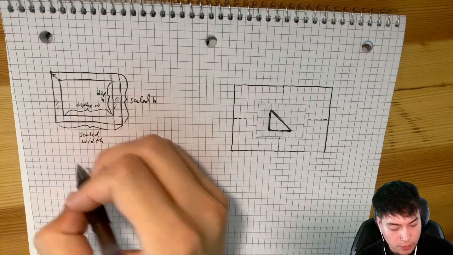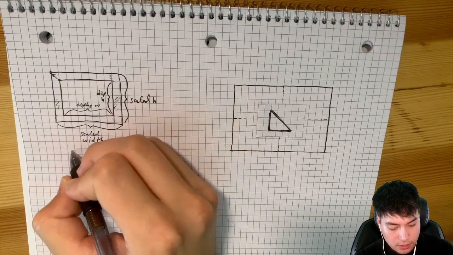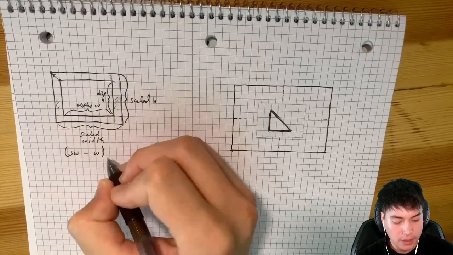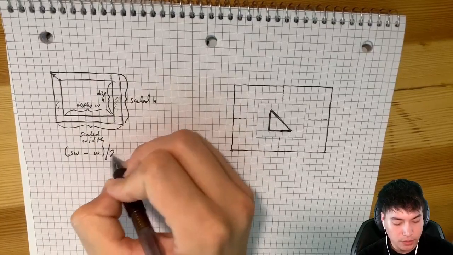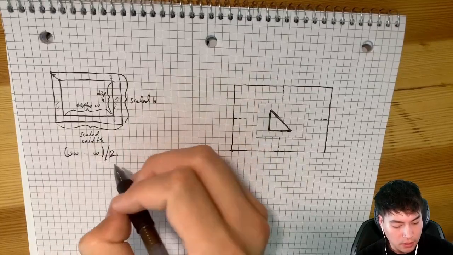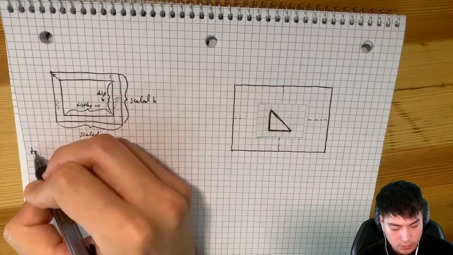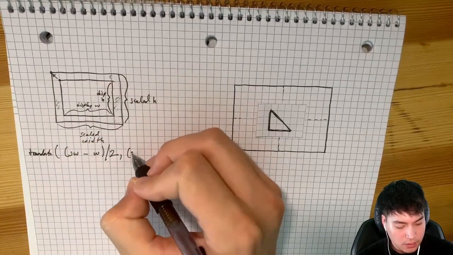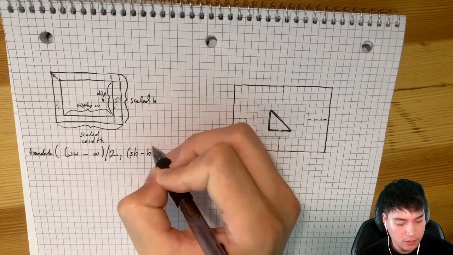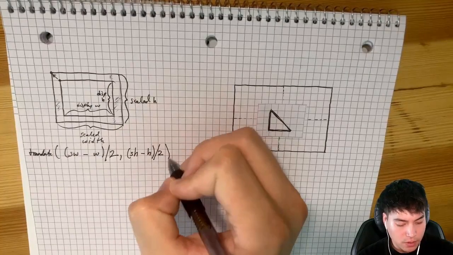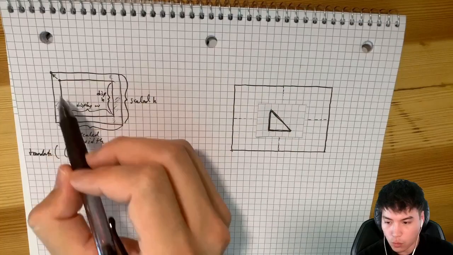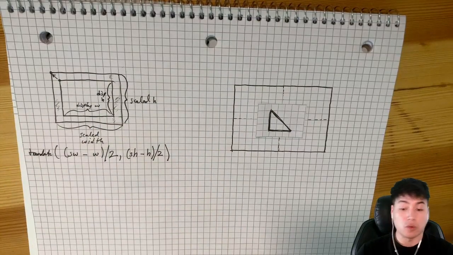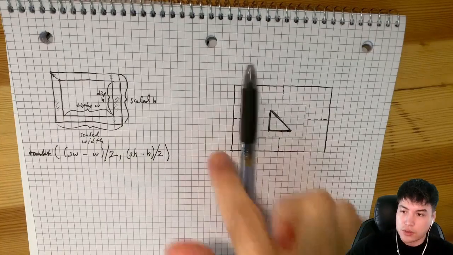So basically what I'm going to have to put into processing is scaled width minus the display width, divided by 2, and then this would be inside of a translate function. I would say scaled height minus the height of the display window divided by 2. And that should figure out for me where I need to translate on the x and y axis to center this image, no matter what I scale it to. So let's go ahead and put that in.